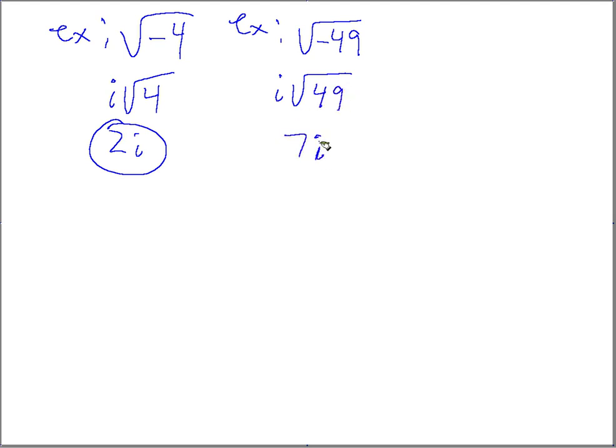7i in this case, right? Because root 49 is 7. Right? So no big deal, as you can see, as we're simplifying these types of numbers. Let's do one more perfect square here.